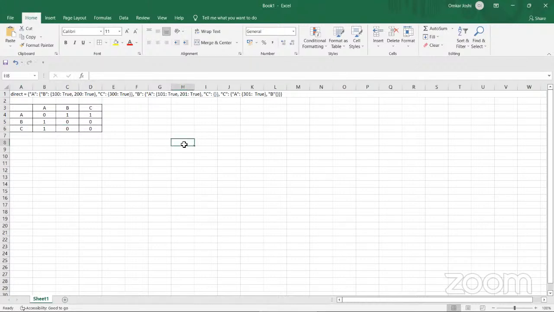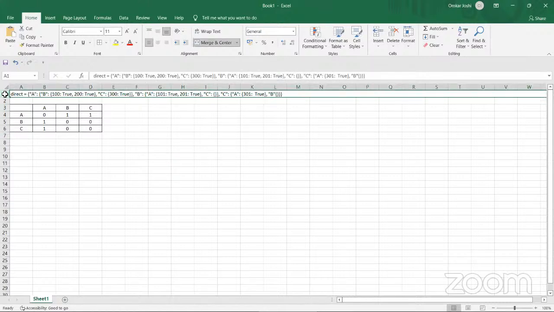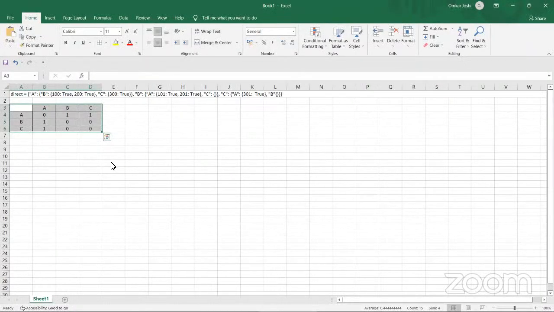So there are 3 stations, but only 2 stations are directly connected. A to B and A to C are connected, but B and C are not connected directly. So this is your direct train, direct B matrix.